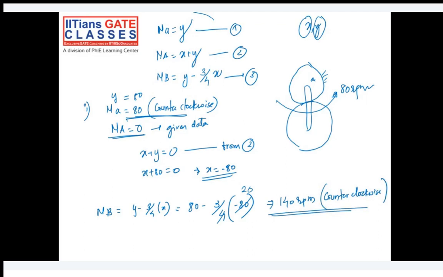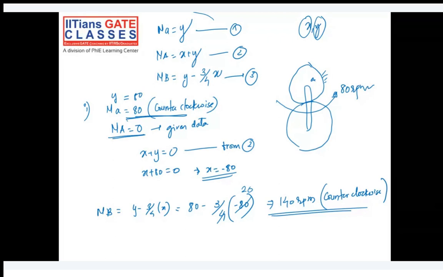So what I can conclude out of it is, if your gear A is fixed and the arm is rotating at 80 rpm in counterclockwise direction, then the gear B should rotate at 140 rpm in counterclockwise direction. Okay, I hope it's clear to everyone. If you have any doubt in this, feel free to ask.